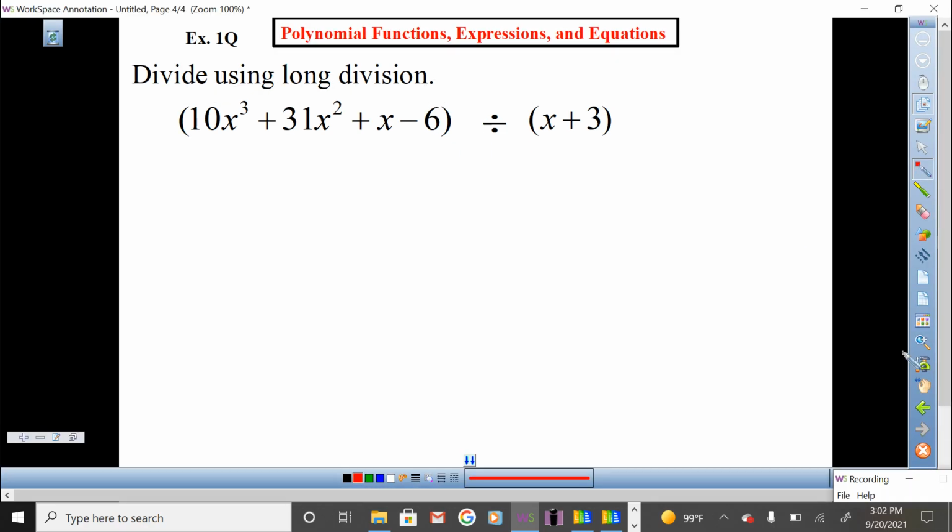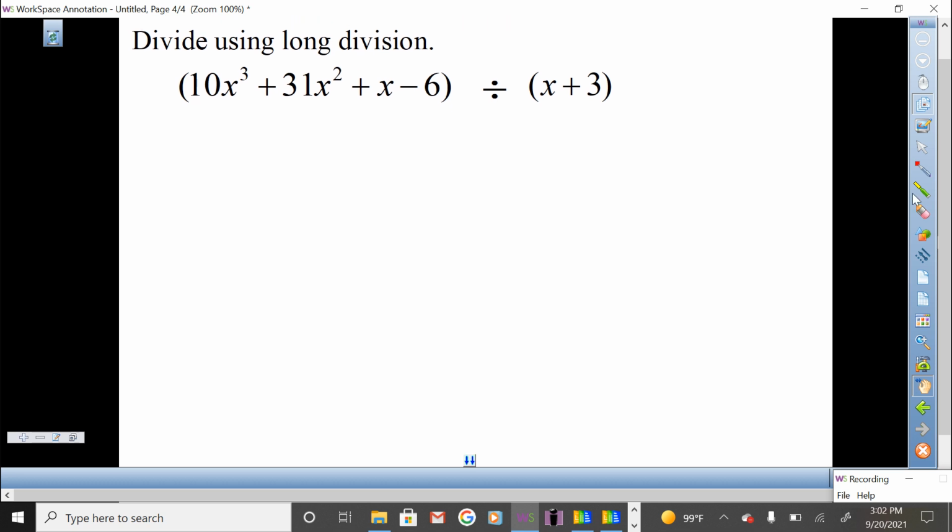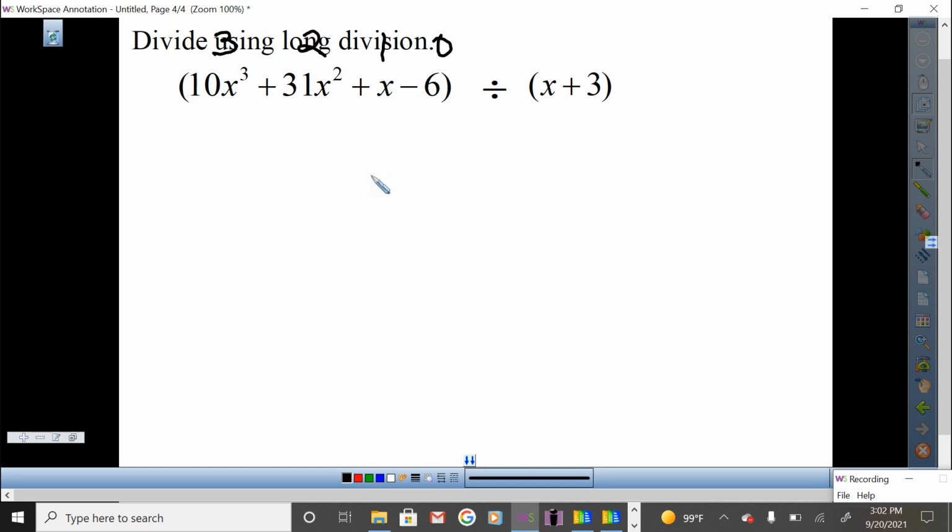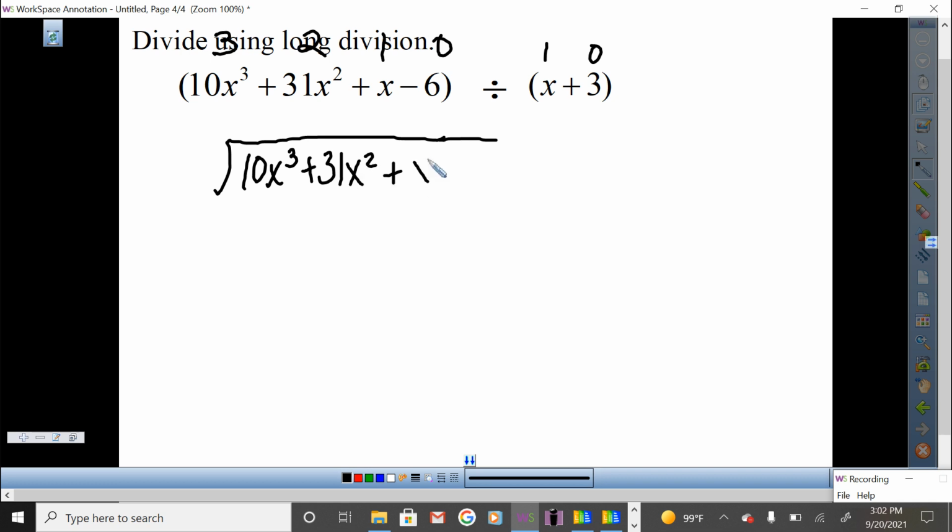All right. Tell your neighbor what's the first thing we check for. Standard form, that is correct. So let's see. This is third degree, second degree, first degree, 0 degree. Is it in standard form? Yes. Are there any degrees missing? No. So we get our long division set up. So what's our dividend? 10x cubed plus 31x squared plus x minus 6. And our divisor goes here, x plus 3.